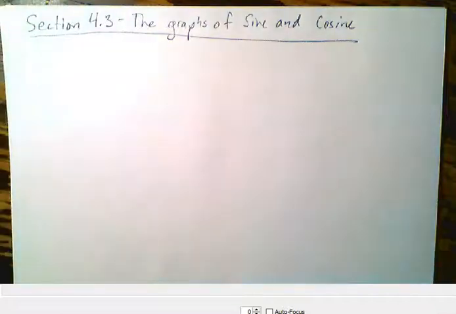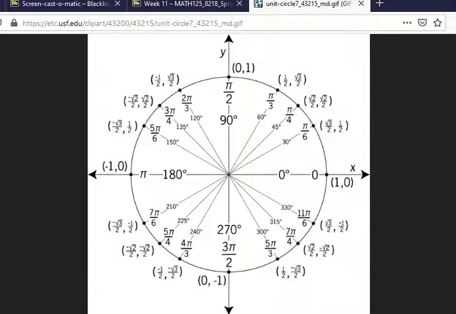You may want to have that handy. Here is a diagram of the unit circle. So this is what we created in class a couple weeks ago. So you can see here we have various angles, and then we calculated the sine and cosine of each of those using some triangles.